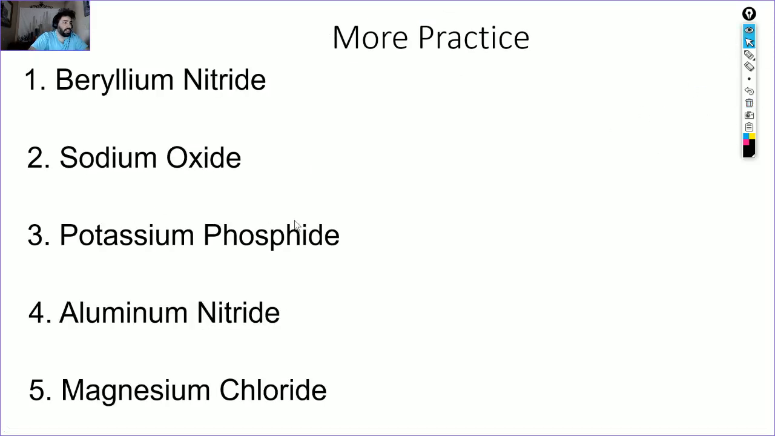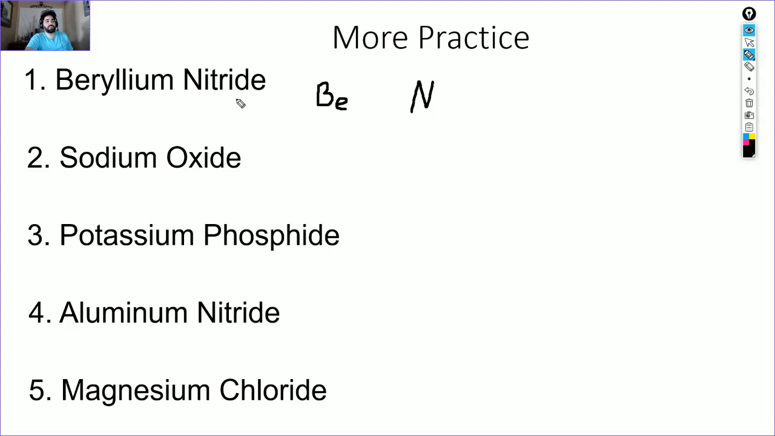Now, let's do more practice. Now, but instead of me giving you the names of the elements, I'm giving you the name of the chemical formula itself. So I'll do the first one with you guys. Beryllium, we know it has a chemical symbol of Be. And then nitrogen, it has a chemical symbol of N.